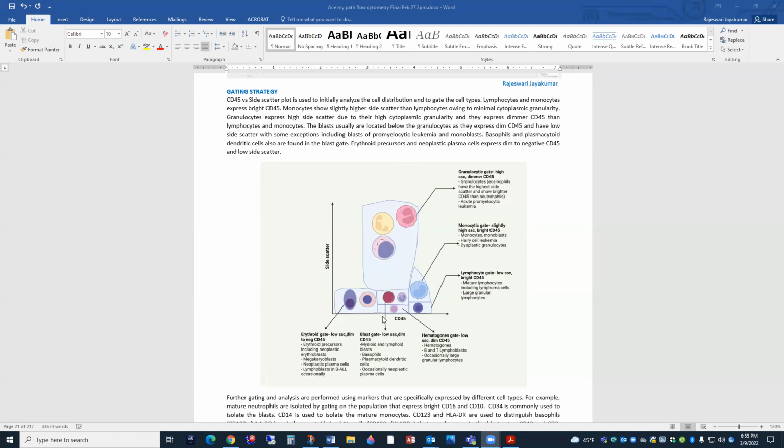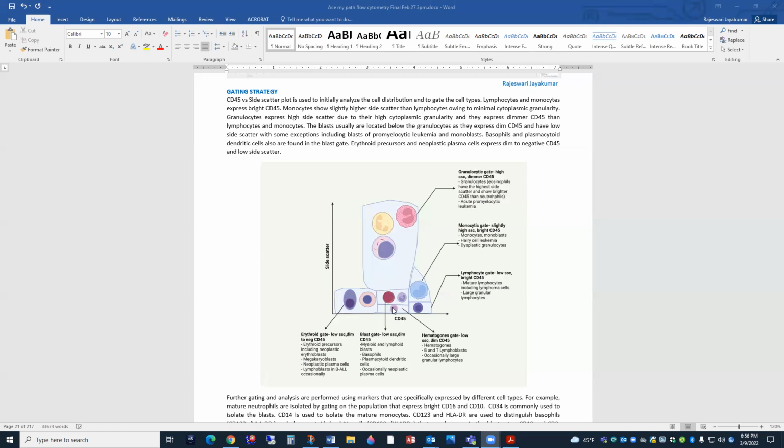And just below the granulocyte gate is your blast gate, this one. This has a dim CD45 compared to lymphocytes and monocytes, and they have low side scatter. And in this gate, other than blasts, you also see basophils and plasmacytoid dendritic cells. And there are markers like CD123 and HLA-DR to differentiate them. And sometimes neoplastic plasma cells can also sit there.